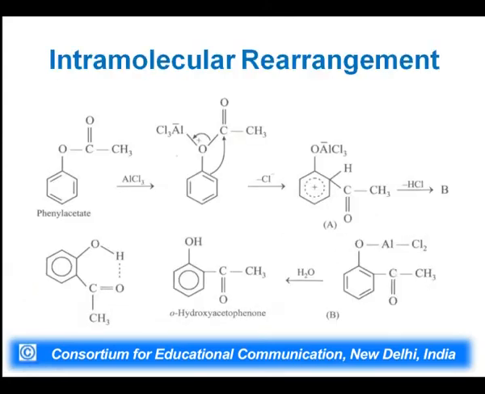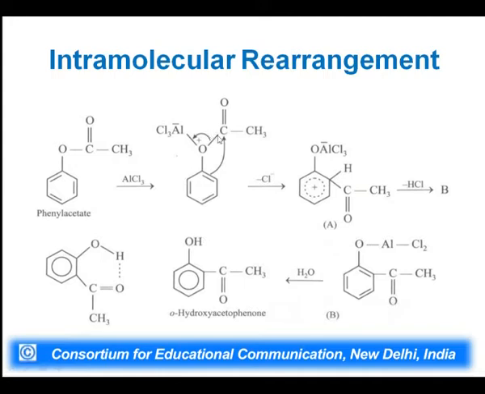Now if we talk of the intramolecular rearrangement, what happens is that this AlCl3 again reacts with the oxygen here to form a complex. Then in this case, this does not break from here as we had seen in the intermolecular pathway.